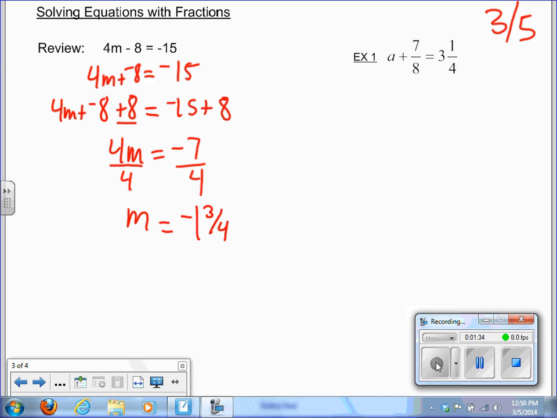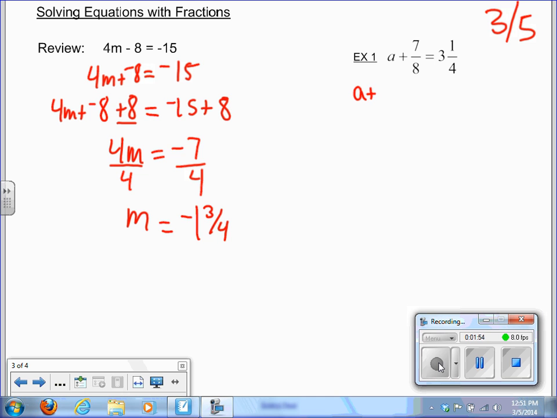Okay, now, when we are doing equations with fractions, we follow the same steps. Distribute, equivalent addition, eliminate the constant. What's our constant in example 1, Michael? 7/8.